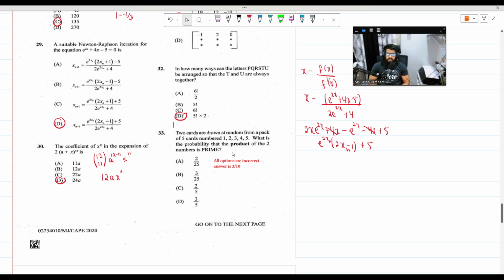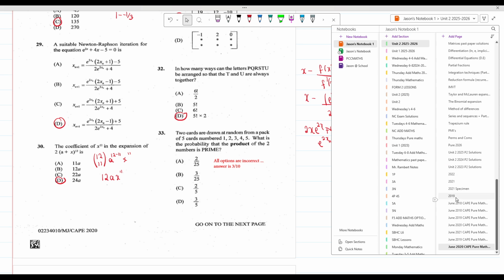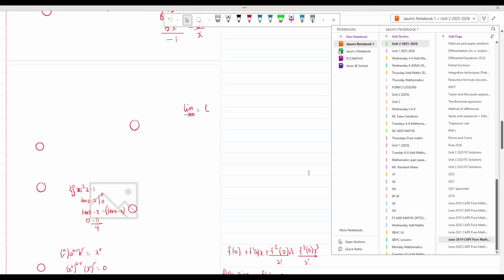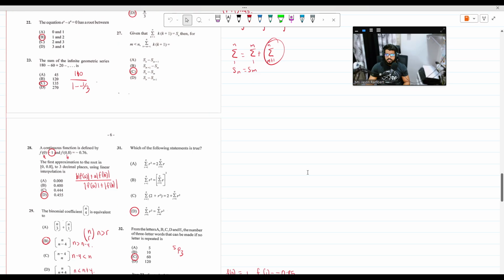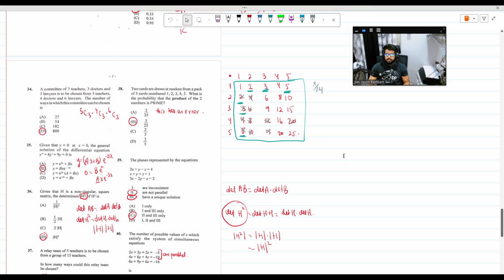Alright, so 2 cards are drawn from a pack numbered. So this is the same question that we would have had previously, and 3 tenths. I got 3 14ths to be the correct answer. Maybe I checked it wrong, but yeah, let me just revisit the previous paper. The answer is 3 tenths. I distinctly remember the answer being 3 out of 14. I would like to double check that.